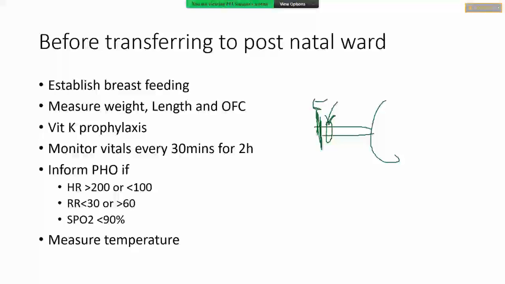And if there is a problem with the child, the pediatric house officer or a medical officer from the neonatal unit should be informed. Like heart rate more than 200 or less than 100, just go through these parameters. And temperature measurement should be done and documented. These are the things that can be asked in the MCQ. The vitamin K prophylaxis, when it is done. Those kinds of statements can be asked in MCQs.